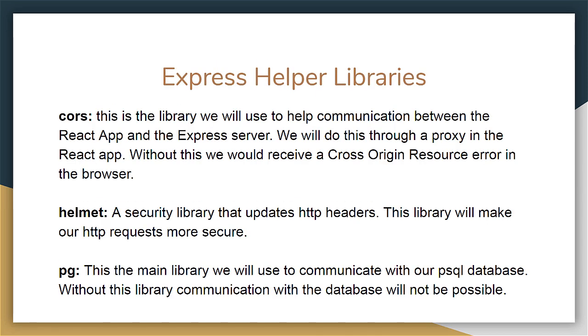So in addition to the third-party libraries that were generated by the Express command, we'll also be making use of three additional libraries. So first, we have the cors library. And this library will essentially be used to help us communicate with our React frontend from our Express server. And the communication will happen through a proxy that we'll set up in the React app. And without this library, if we try to just communicate with our React app on the frontend, we would receive a cross-origin resource error.